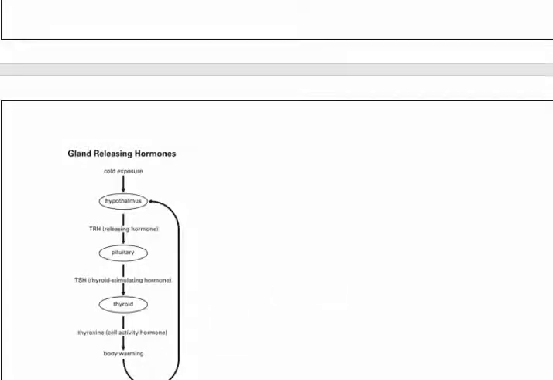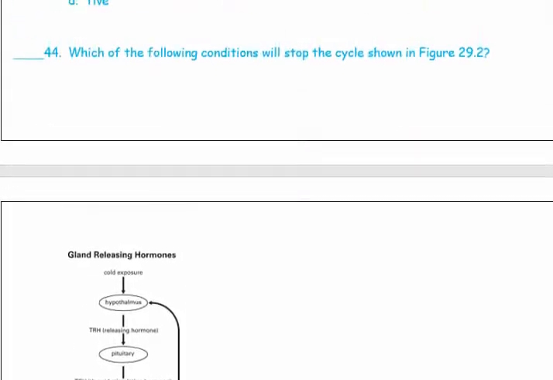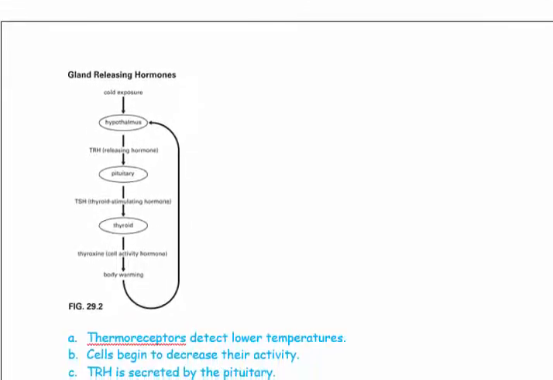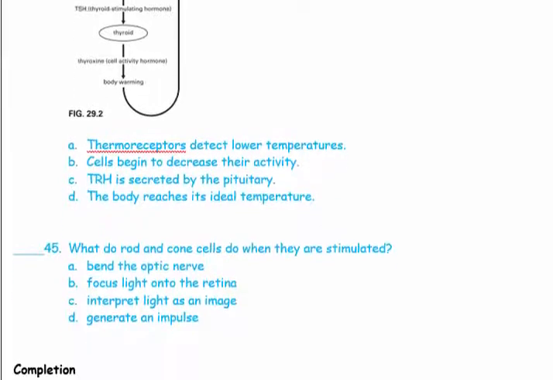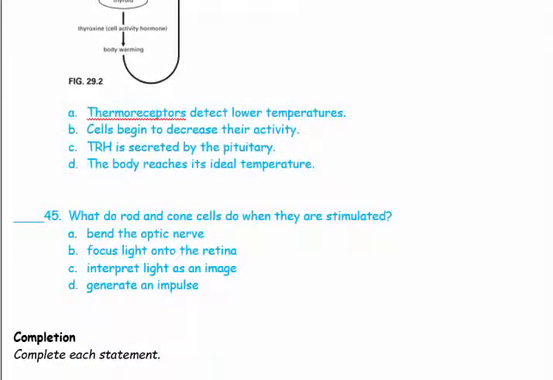So the question was, which of the following conditions will stop the cycle? Of course, the cycle will stop once the temperature of the body returns to normal. So here, let's check for the answers. The answer will be D, when the body reaches its ideal temperature. The aim of all of this loop is to return the body temperature to its normal levels.